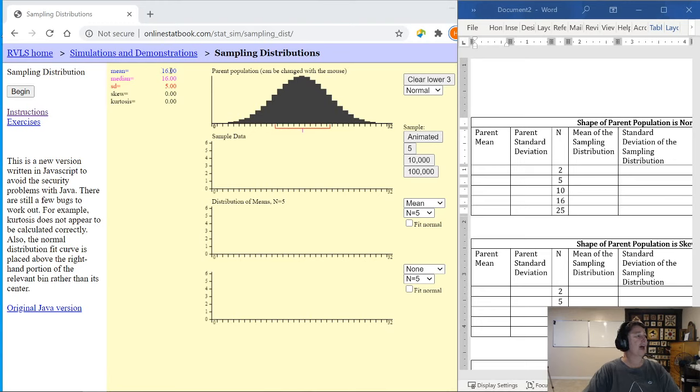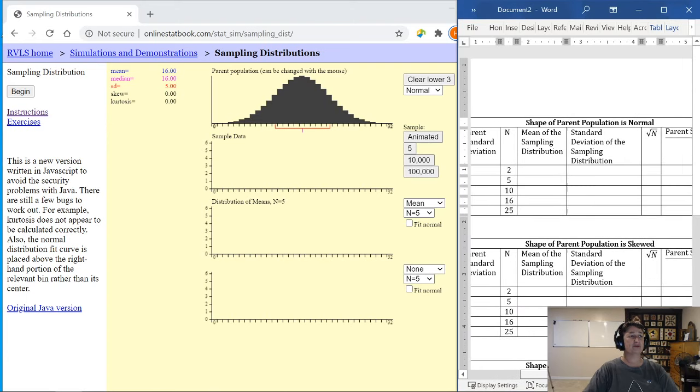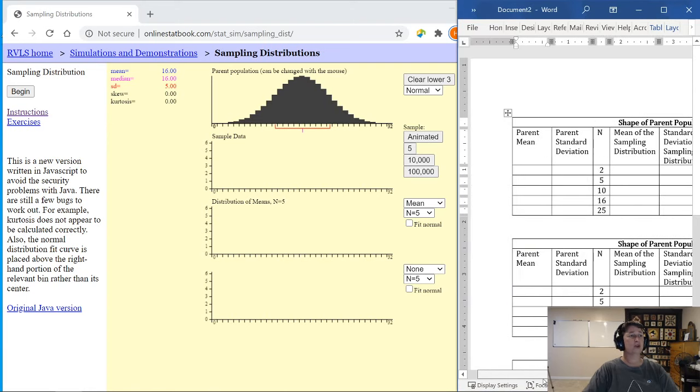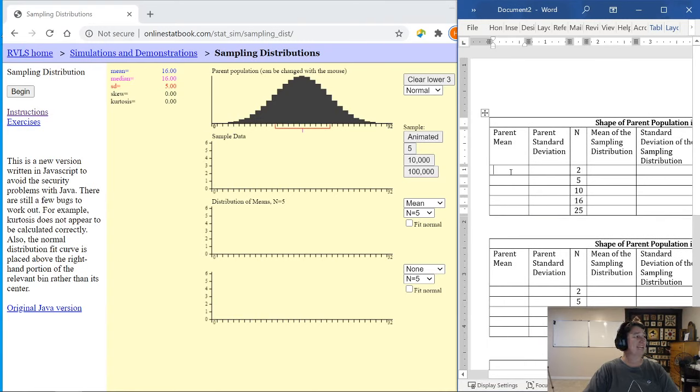So there's the mean average of our data. The median, we know in a normal distribution, should be the same as our mean. And then the standard deviation of this distribution is 5. So just for documentation purposes, I'm going to write that down here, that our parent distribution, when it is a normal distribution, see it says shape of the parent population is normal, our parent mean is 16 and our standard deviation is 5. I'm just going to record that here. In a minute, we're going to do something with it.